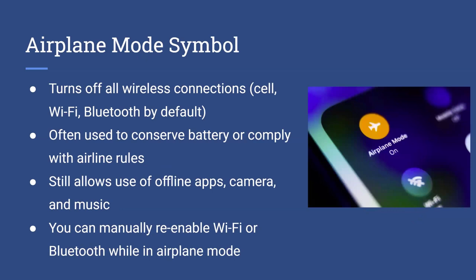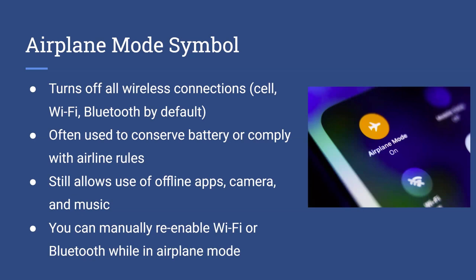Airplane mode. This is pretty important, what it does. And it's not only for planes, there are also other uses for this. Airplane mode basically turns off all wireless connections. Everything where you're getting signal from somewhere else, it's turning off cell service. I think it might turn off Wi-Fi by default, but Wi-Fi will still work if you have a flight that has Wi-Fi. And also Bluetooth. It normally turns this stuff off.